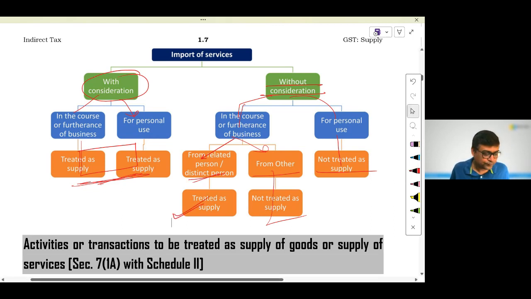Is it clear? Any question till now? Anyone have any question? Any query? Anyone? Okay. So moving ahead.